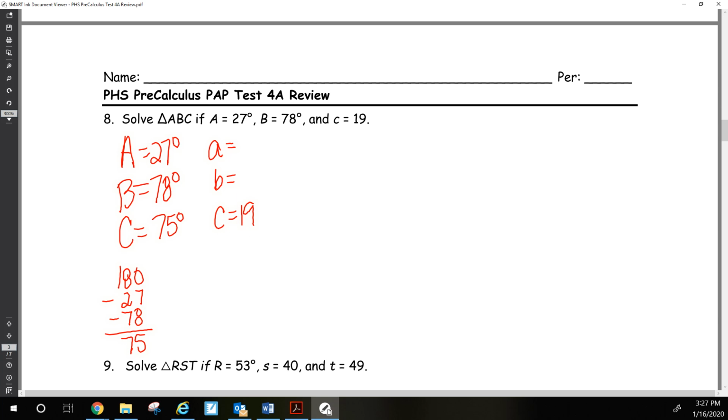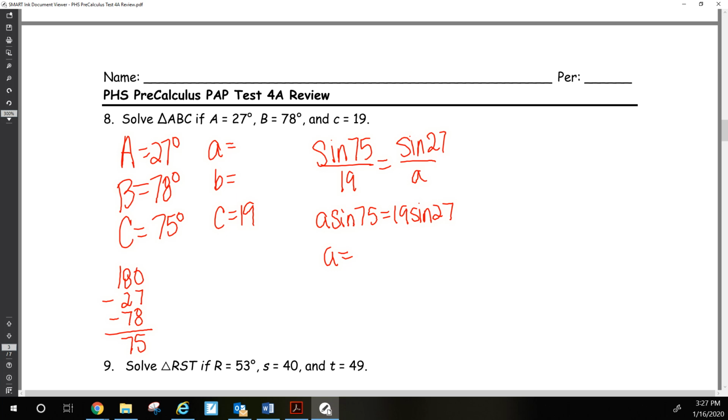Now I've got some opposite sides. So sine 75 over 19. Let's find A first. It would be sine A over little a. Oops, sine A. Well, A is 27. There we go. So for little a, I have little a sine 75 equal to 19 sine 27. There's cross multiplication. Dividing off that sine, I'd have 19 sine 27 over sine 75. And little a would be 8.9.